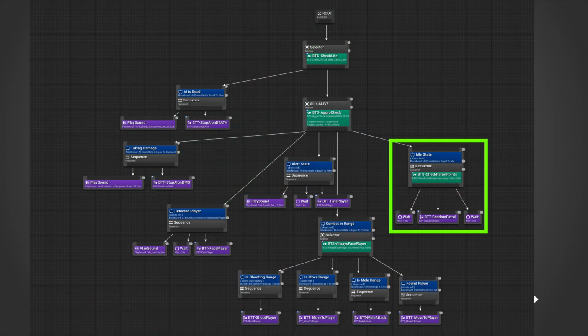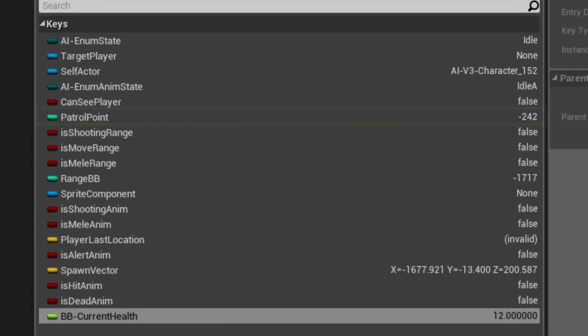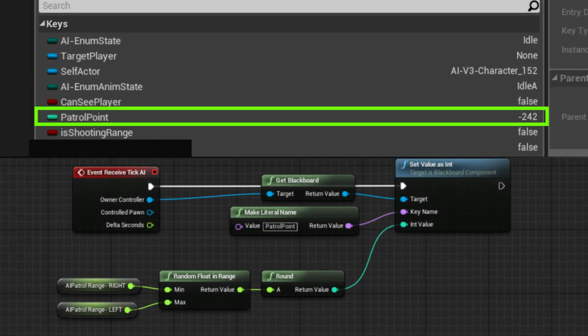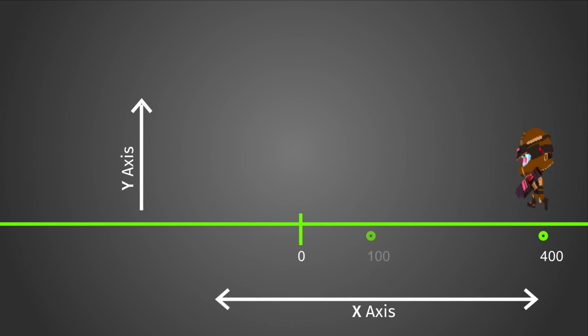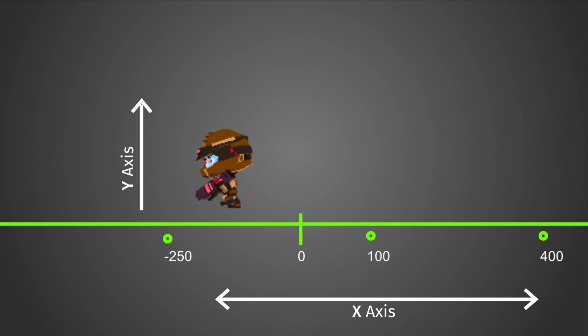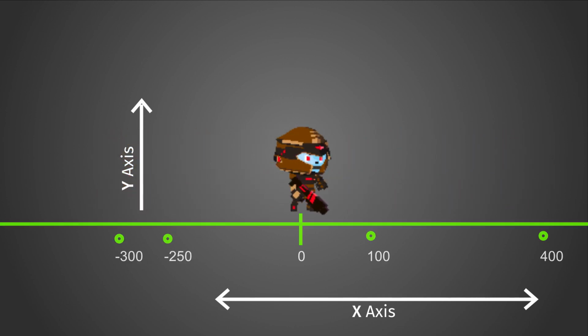Its default behavior is idle. While in idle, the AI randomly picks a number within a preset range in the service node here. Once it picks that number, it moves to the destination until the next number is chosen. I'm planning on upgrading this and having the AI move between two points. You can move around the map to go left or right.